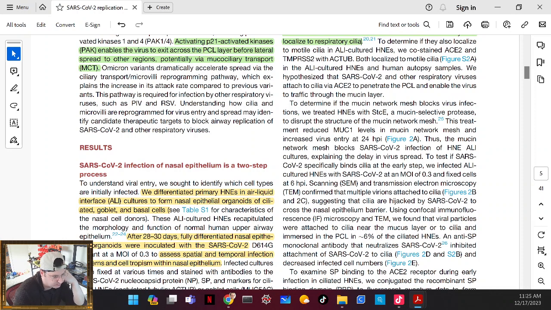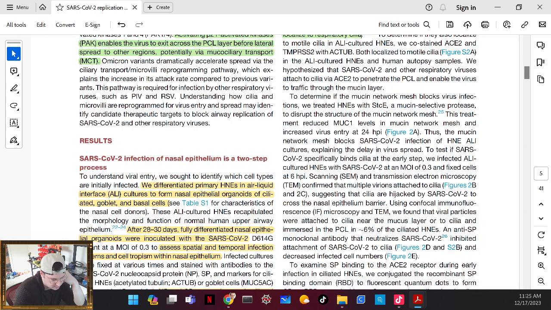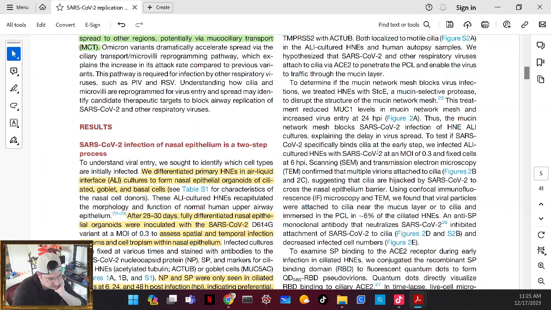We hypothesized that COVID and other respiratory viruses attach to cilia via ACE2 to penetrate the periciliary layer, and then enable the virus to traffic through the mucin layer. To determine if the mucin network mesh blocks virus infection, we treated the human nasal epithelial cells with a mucin-selective protease to disrupt the structure of the mucin network mesh. So they're disrupting the mucin layer to see if that has any effect, essentially. Just like a knockout. If you get rid of the mucin, what will happen? This is essentially their question. Mucin network mesh blocks COVID infection. So if they knock out the mucus, then the COVID infection isn't able to happen.